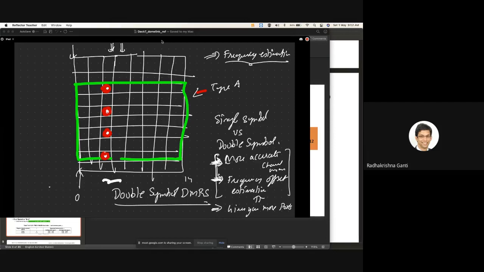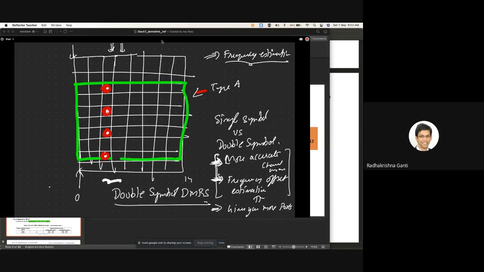So what I'm saying is, in these points you can estimate the channel, because the DMRS are there. These four things you can estimate the channel because DMRS are all there. And now you should try to find out the channel on every other RE, because these are the only four pilots that are there in this whole green grid.